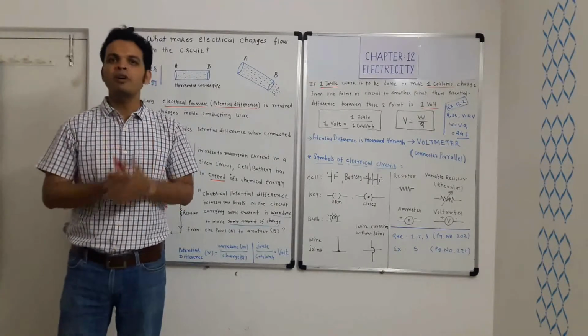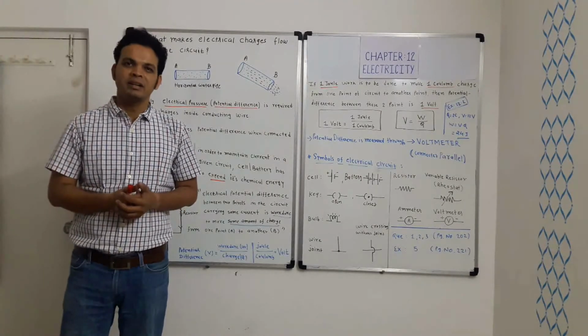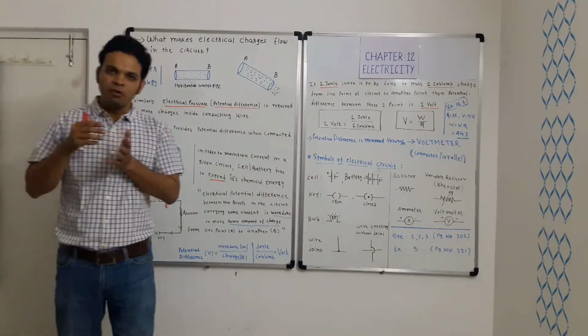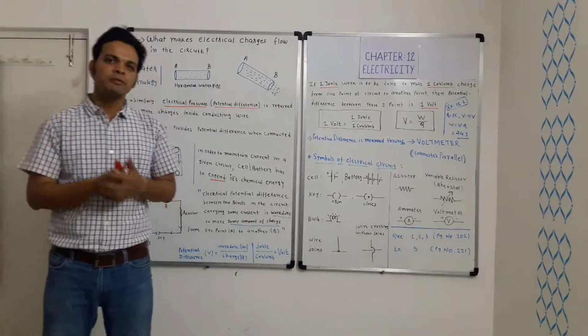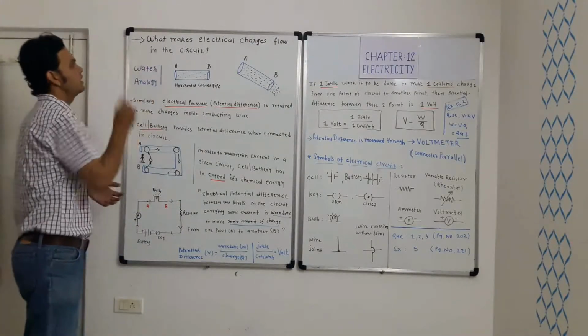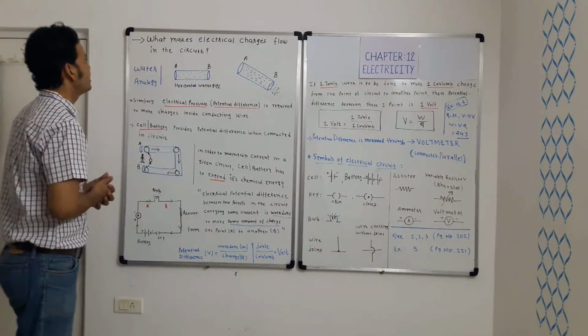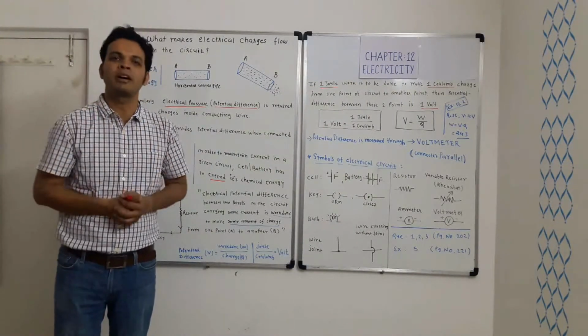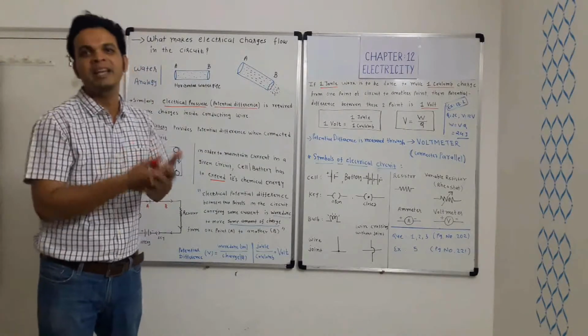So we already know about electrical current, but why do these electrical charges flow inside the wire? So our first question for the discussion would be, what makes electrical charges flow in the circuit? What is the external phenomenon, or what is the external force which makes it happen?